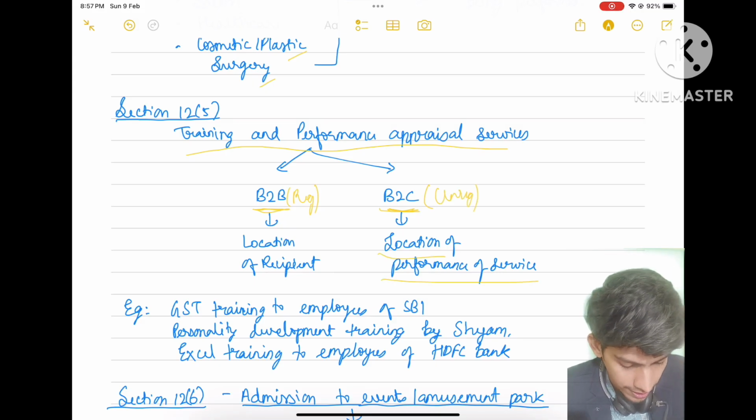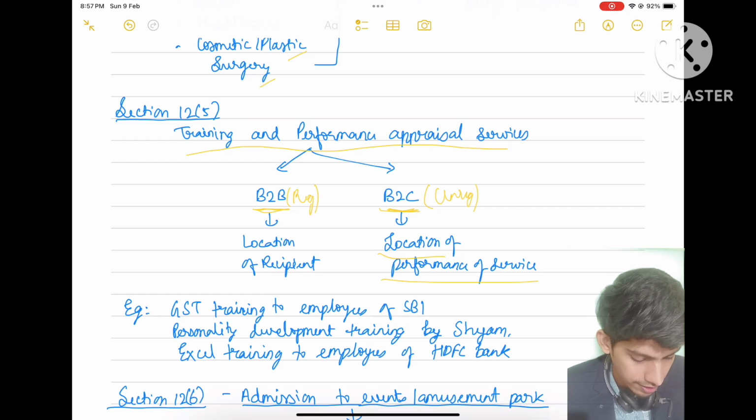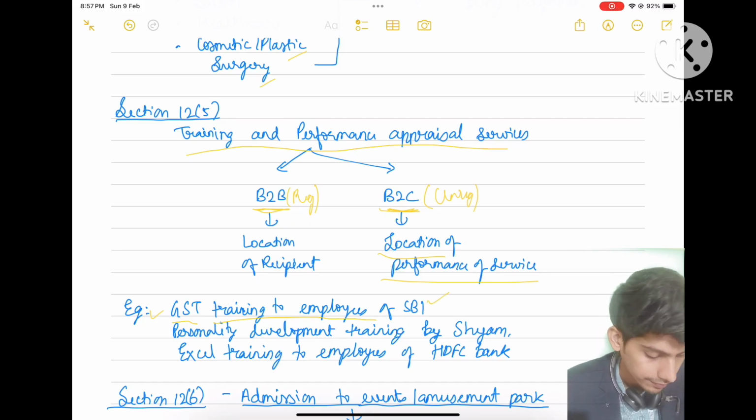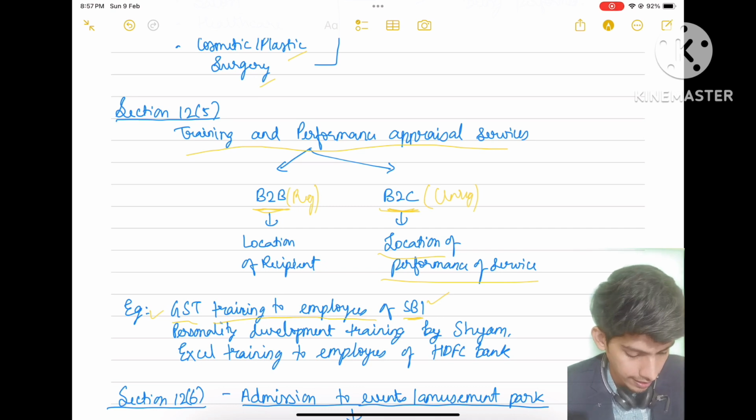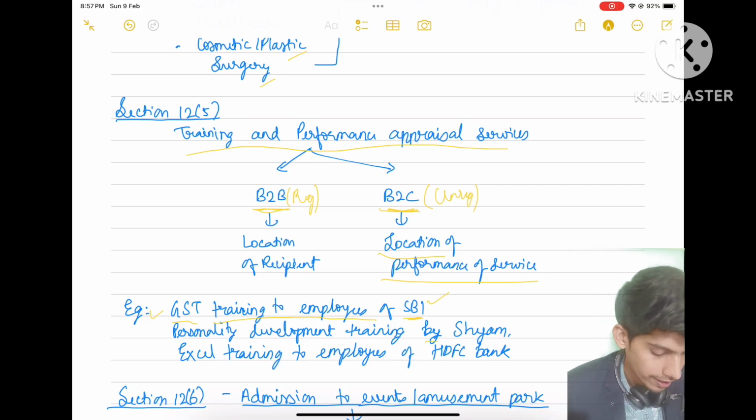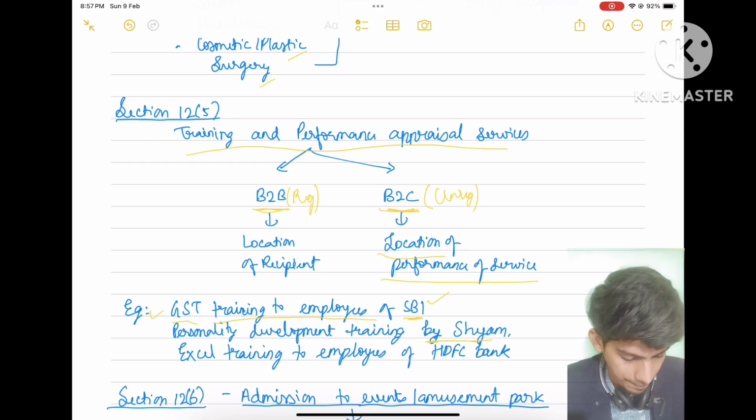I have some examples here for you. First is GST training to employees of SBI. SBI is a registered person, so we will take the location of the SBI branch as place of supply. Now we have personality development training taken by Shyam. Because Shyam is an unregistered person, wherever the training is being performed shall be the place of supply.